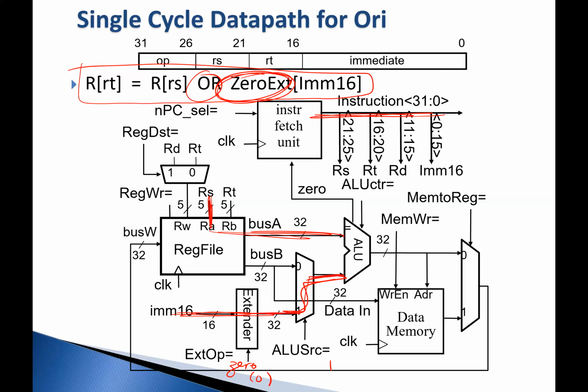ALU stage. So now I have the 2 inputs. What is the ALU stage doing? The OR operator. So I'll have an OR here. So it will produce the result. All right. So far so good. So this is our ALU stage. And what is the next stage after ALU?